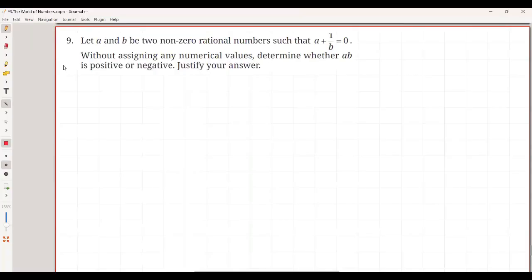Question number 9. Let A and B be two non-zero rational numbers. Non-zero means that they should not be 0. Such that A plus 1 by B is equal to 0. Without assigning any numerical value, determine whether AB is positive or negative.